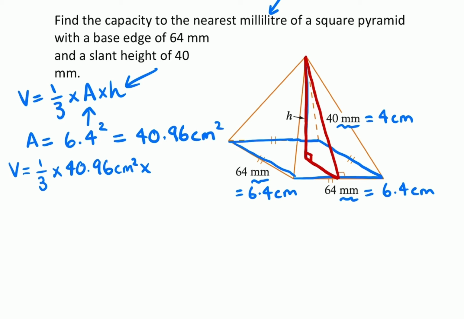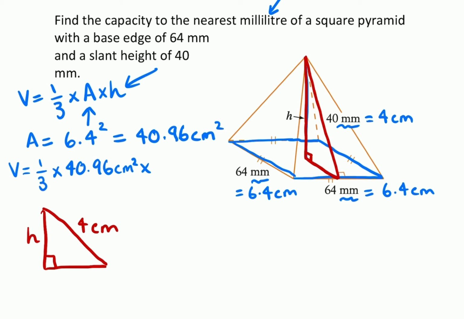So you can see that we've got this right angled triangle, and you kind of need to visualize it because it's on a bit of an angle. This is not to scale. This is the height. This is our slant height of 40 millimeters. Oh, sorry, we're going to use centimeters, of course. 4 centimeters.